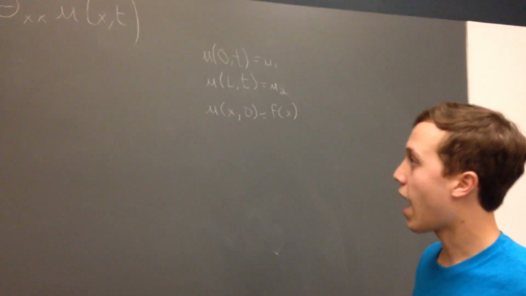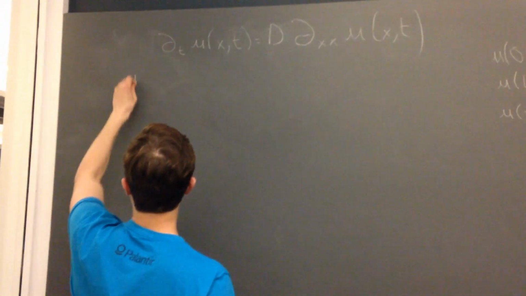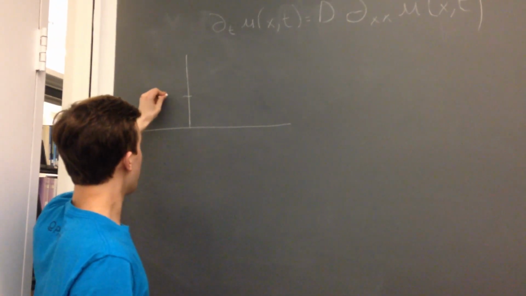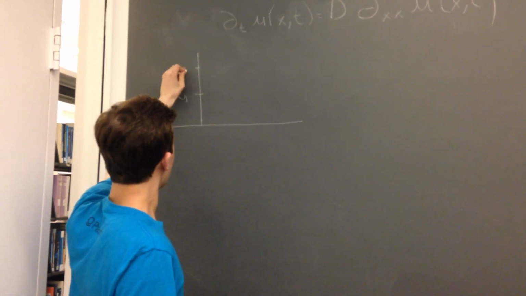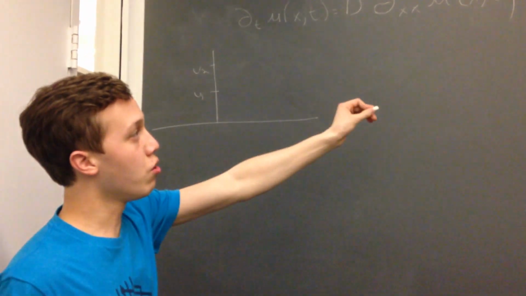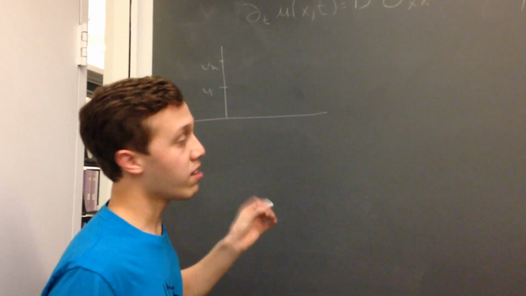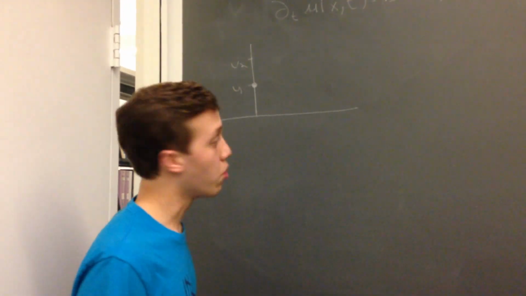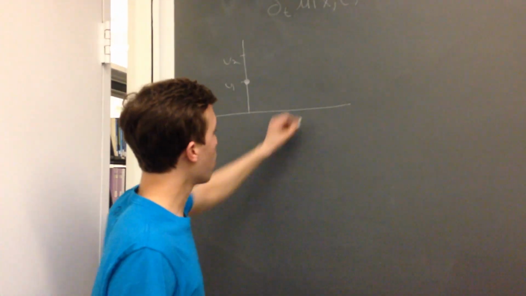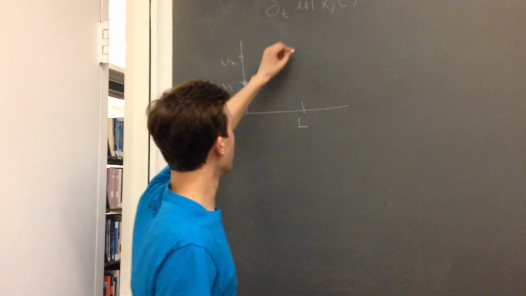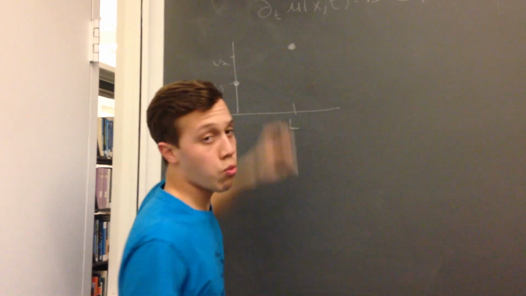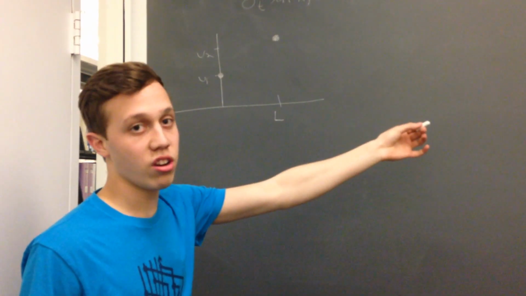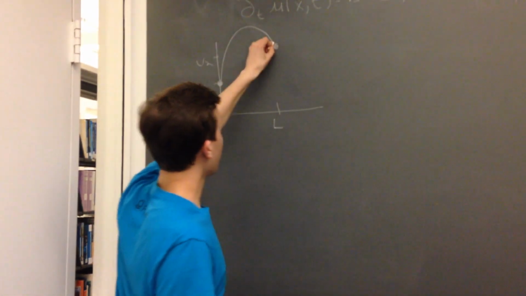Okay, so let's try to visualize what we're actually looking at right now. Let's start by plotting U1 and U2 here on the y-axis. We know that for all time at x equals 0, U will be equal to U1. So here's x equals 0, comma U1. And we know for all time at x equals L, U will be equal to U2. So that's this point here. And these work for all time. At the initial condition, these 2 points will be connected by our initial condition, the function f of x. So let's say that looks like this.